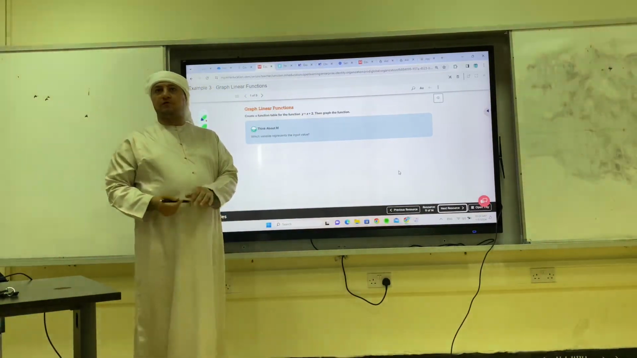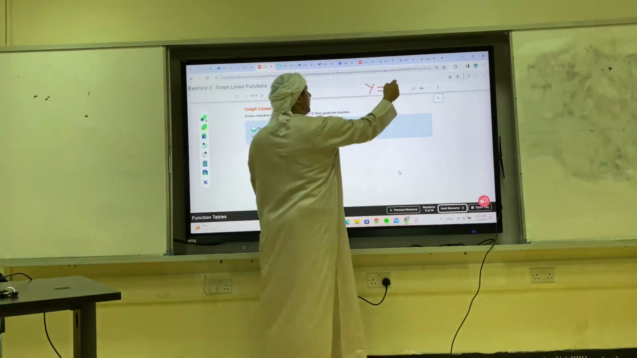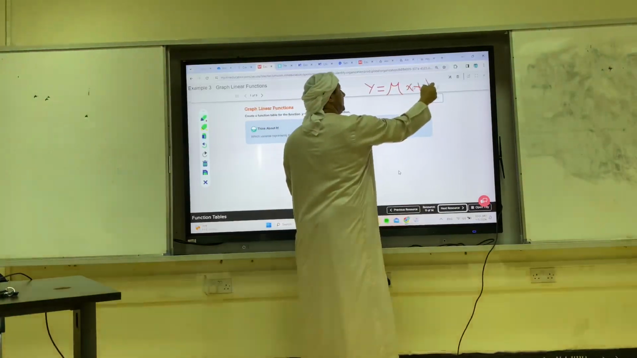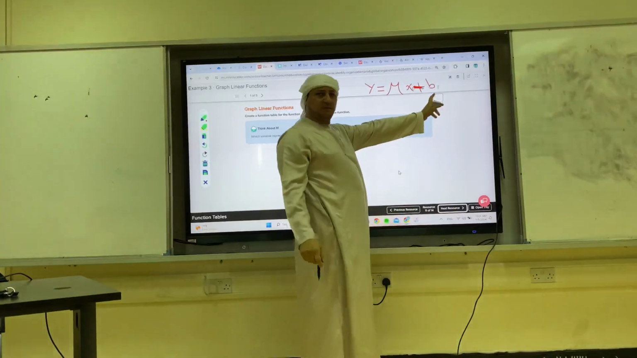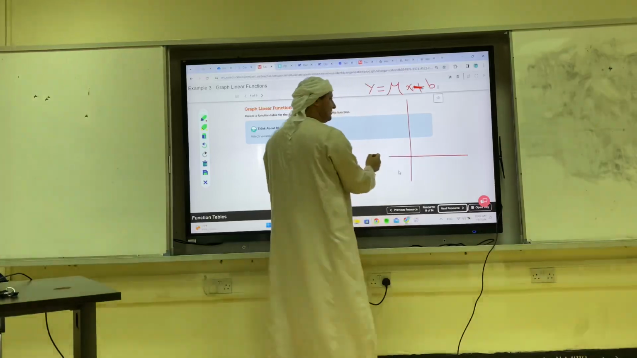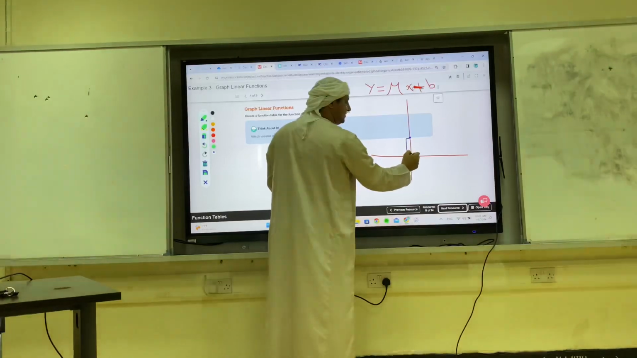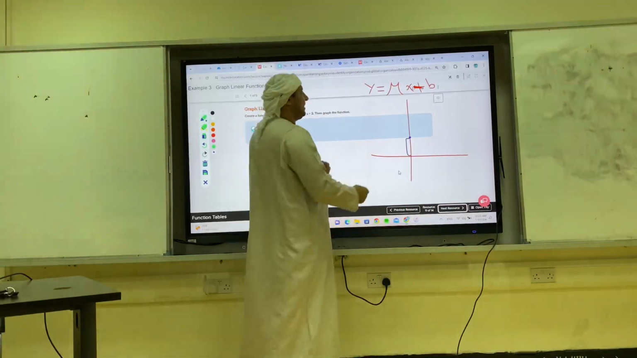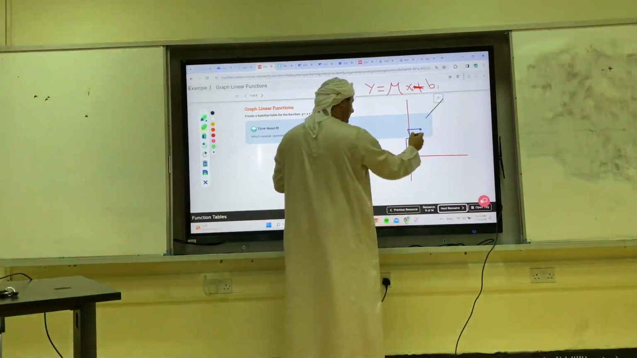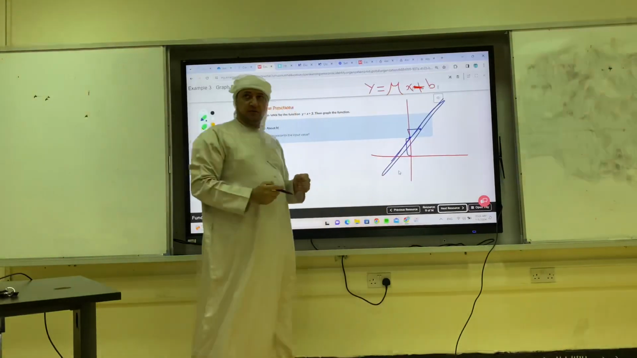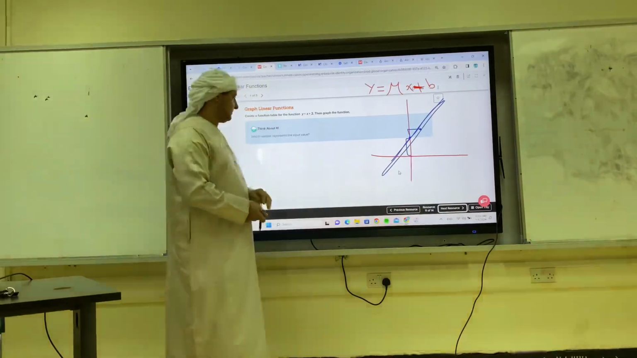Most probably all of you are aware of the linear function, y equals mx plus b. And if I want to graph it, I will start with b on the y-axis. So this is the b, the distance from here to the origin. Then I follow the slope, rise over run, until I reach a point so that I can connect these two points to graph the line. This is how we graph a line in the form y equals mx plus b.